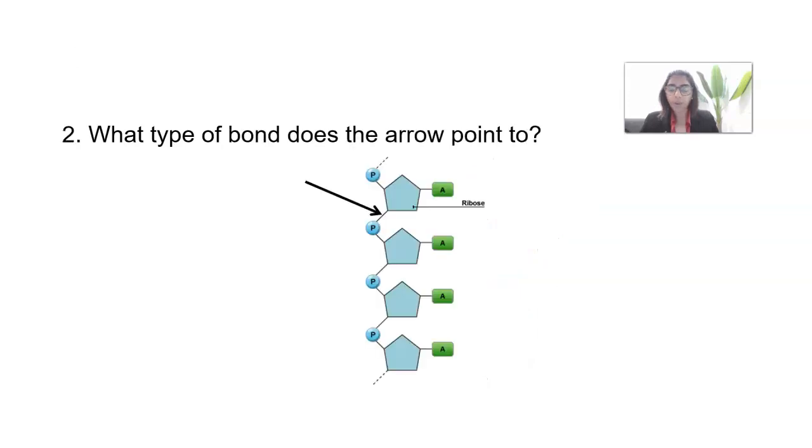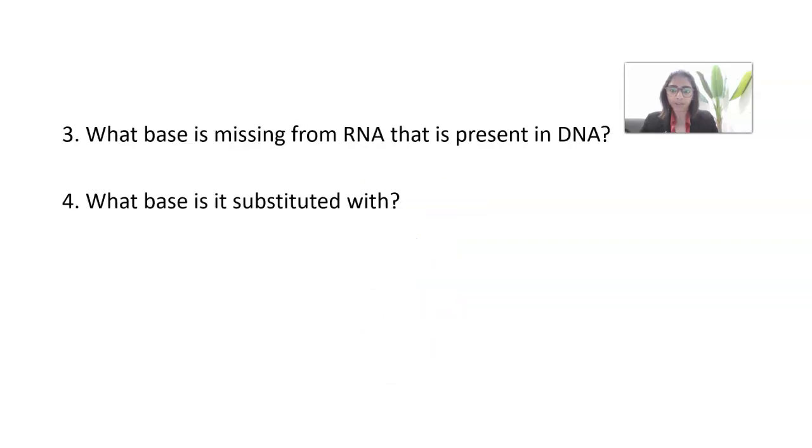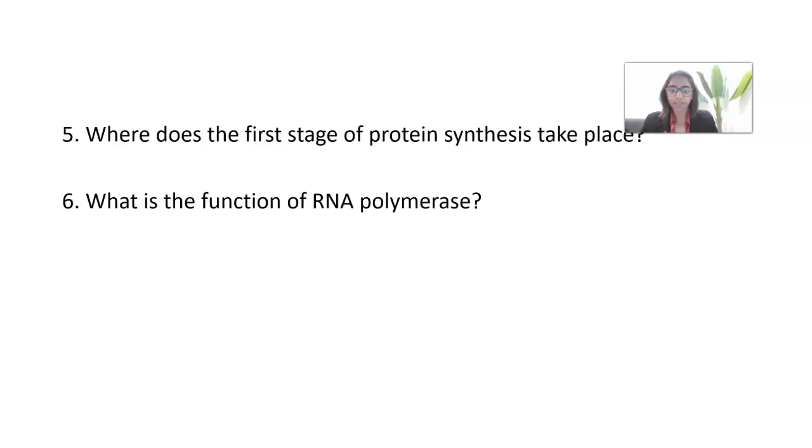Question 2, what type of bond does this arrow point to? And what base is missing from RNA that is present in DNA? Question 4, what base is that substituted with? Question 5, where does the first stage of protein synthesis take place? And question 6, what is the function of RNA polymerase?